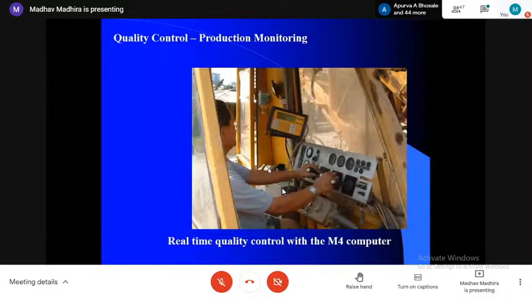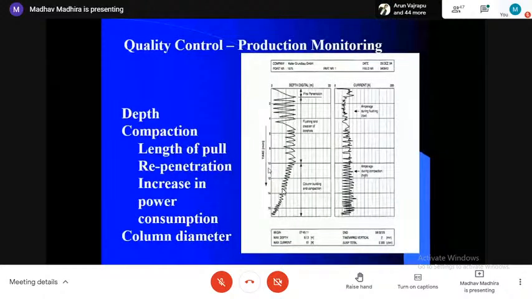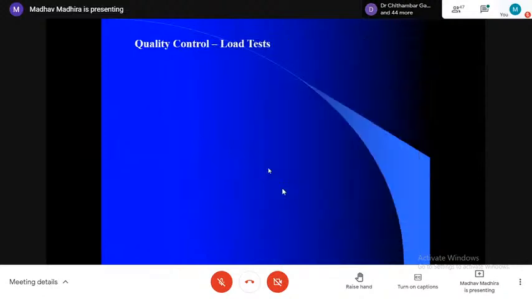Quality control, how do we do it? Now all this equipment comes with a microprocessor and you can see the data for yourself. You can get the rate of penetration, the amount of energy being consumed, and so you can get the final column diameter, degree of compaction, etc. As the compaction increases, the power needed to densify becomes more. Same thing with the pulling out resistance too. This output is given to you so that you can verify whether what you wanted is being achieved or not.